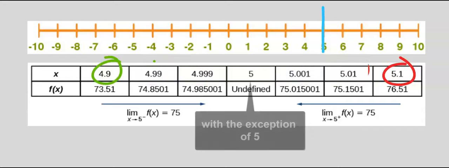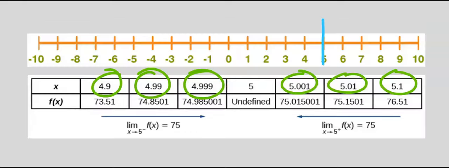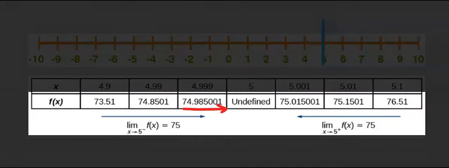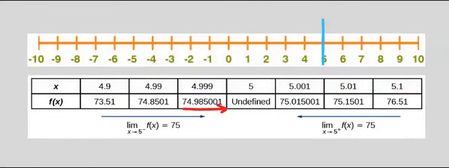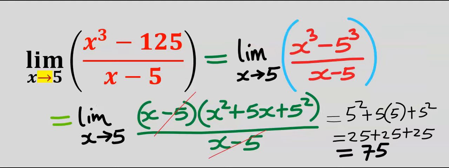Next, substitute each of these values of x except 5 into this function, and you can see from your substitution towards the left the limit is approaching 75, and also from the right it is approaching 75. If you take the average of these two values, your answer will be 75, which corresponds to this.